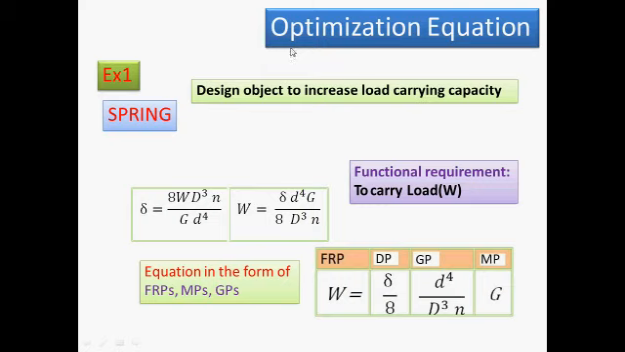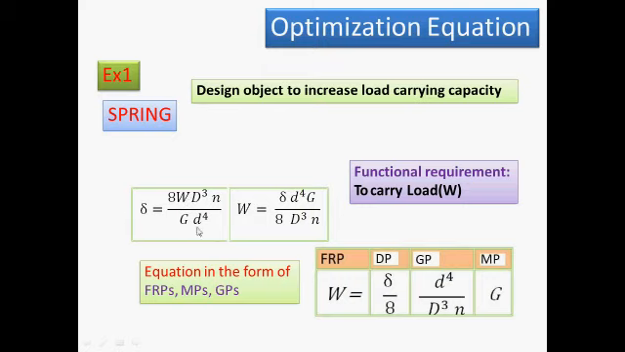So, optimization equation. Let us take one example, that is a spring. Design the object to increase the load carrying capacity. So here the optimization parameter is load carrying capacity. We need to increase the load carrying capacity of the spring. So what is the equation for the deflection of the spring?